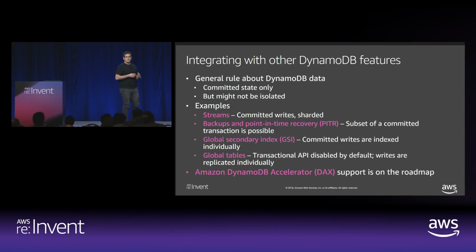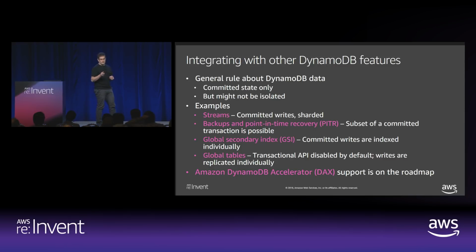Global tables use a concurrency control mechanism for replication between different regions, which is last writer wins. And by default, we do not allow transactions on global tables. You can ask support to enable transactions for global tables. But again, keep in mind that, similarly to streams and all the other asynchronous data propagation mechanisms, this is going to happen asynchronously and on an item-by-item level.